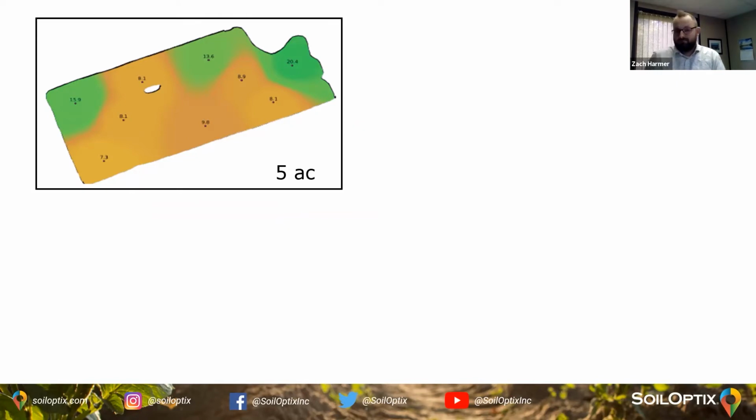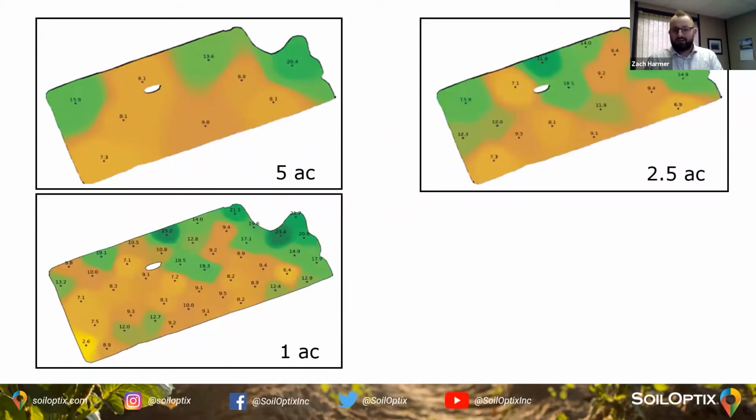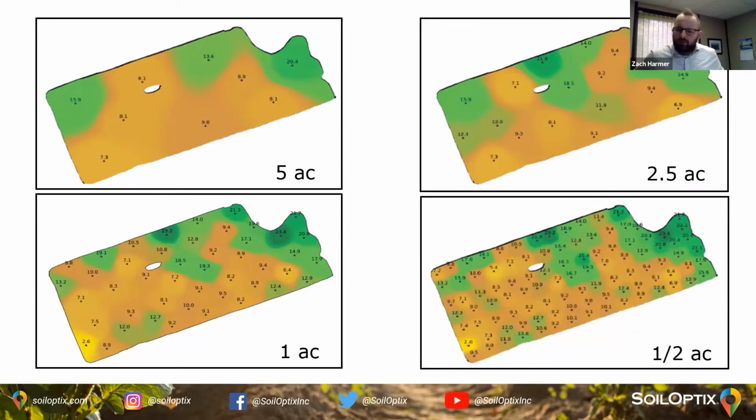So we have standard sample pulling, such as 5 acre, let's say traditional, and probably the most standard is 2.5 acre grid sampling. And then you can get down into your 1s and then half acres as well. But one of the key things is that as that grid size decreases, our price tag goes up, right? And how do we mitigate some of that?